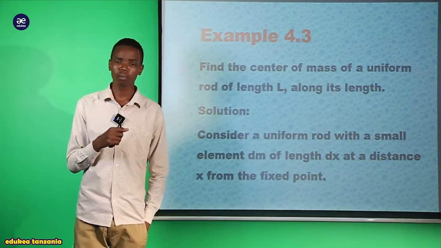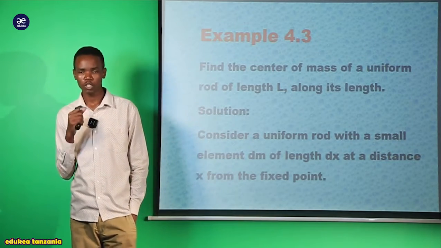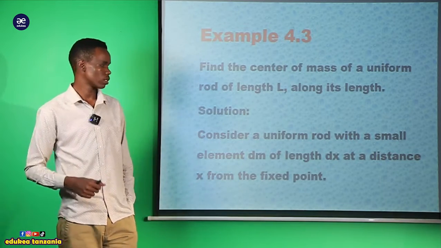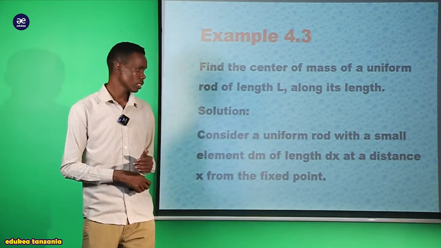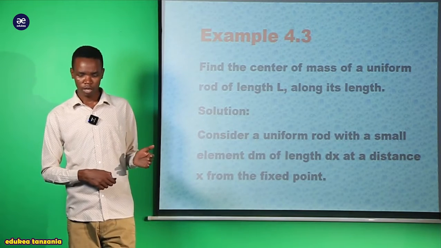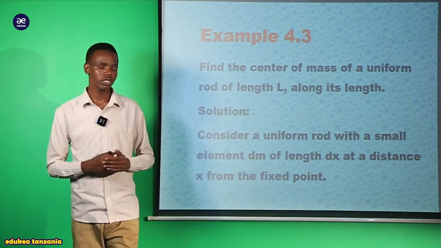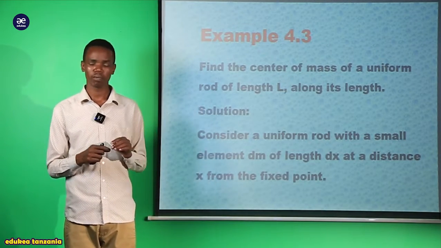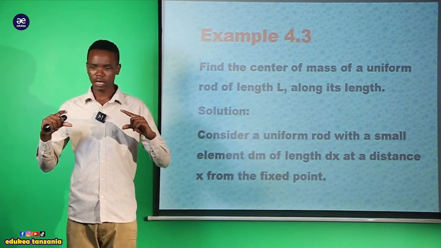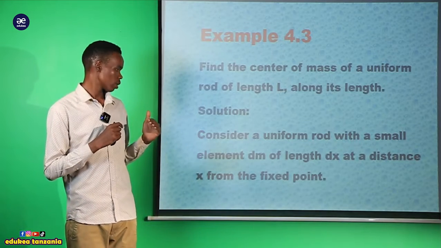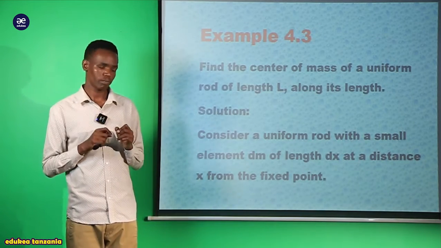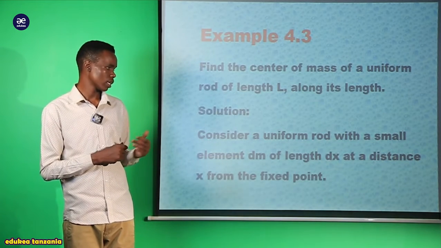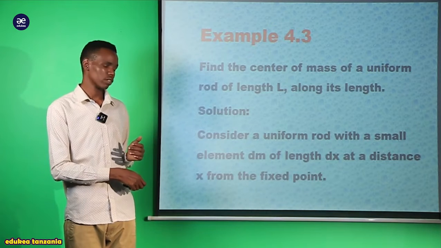So how can we demonstrate the center of mass for a uniform load? This is what we are going to see in our discussion, my dear students. So consider a uniform load. We have our solution and we are supposed to consider a uniform load with a small element dm. We assume we have our load, and that uniform load contains an element which we call dm, of length dx, at a distance from the fixed point.